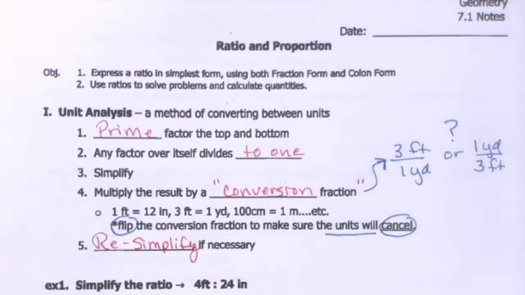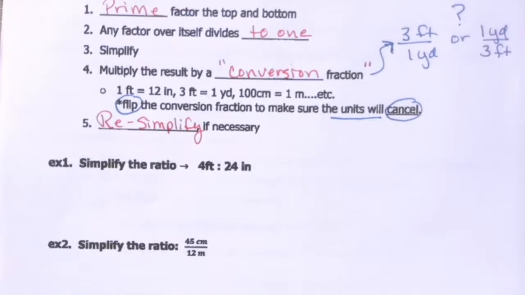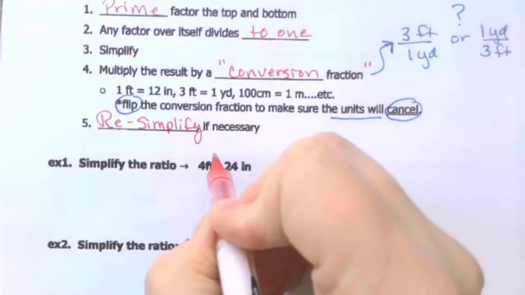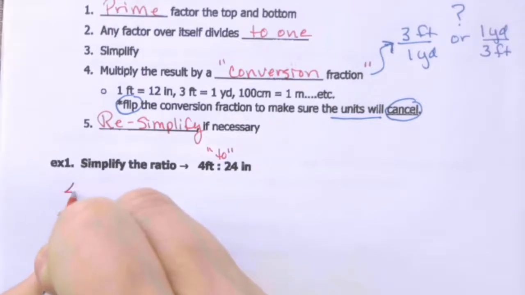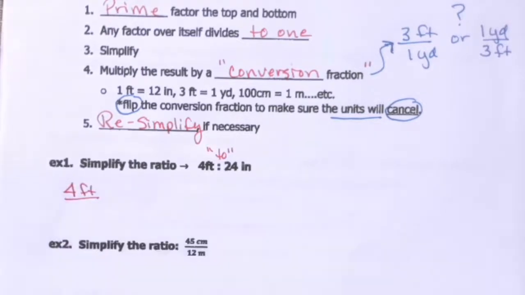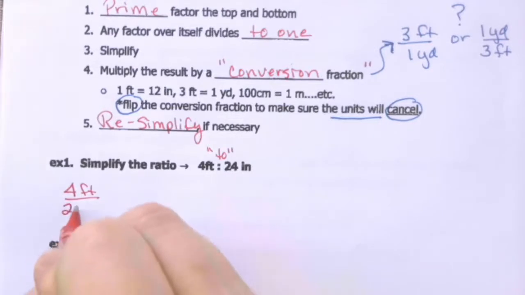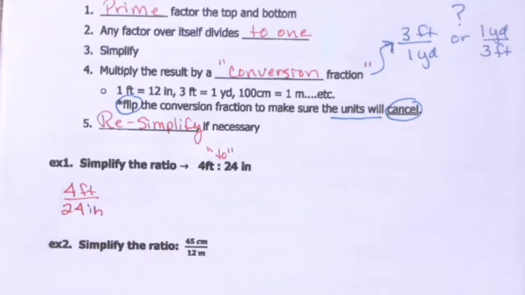All right, so example 1, we're going to simplify the ratio 4 feet to 24 inches, and the colon is read as "to". So in order to simplify it, we start by stacking it. The first one in colon form always goes on the top. The second one in colon form always goes on the bottom.